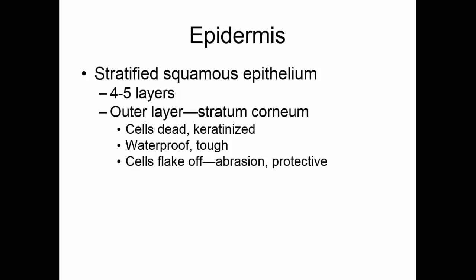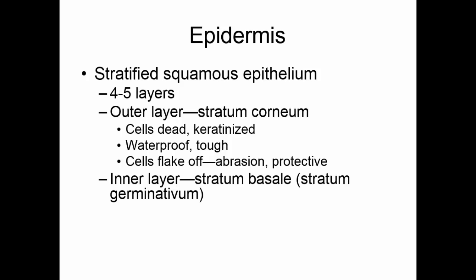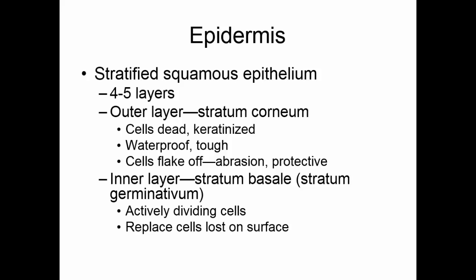Because the cells are dead, they flake off very easily. This means when you bump into something, instead of making a big tear in your skin, you just shed a few cells on that surface. So skin is protective. The innermost layer of the epidermis is called the stratum basale or the stratum germinativum. These are the cells that are actively dividing cells. It's the function of these cells to keep replacing those cells that are lost on the surface.